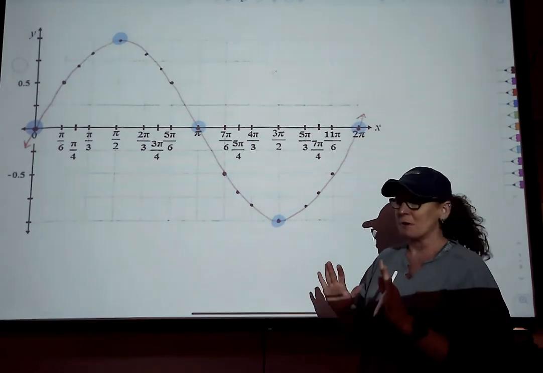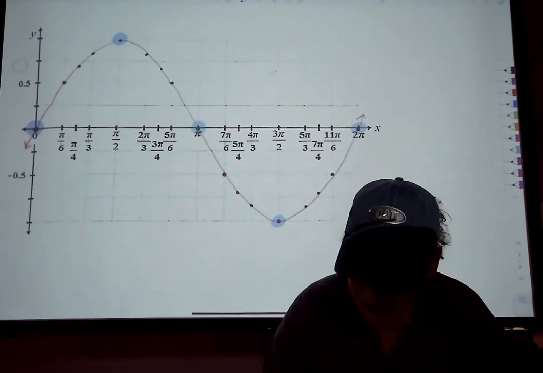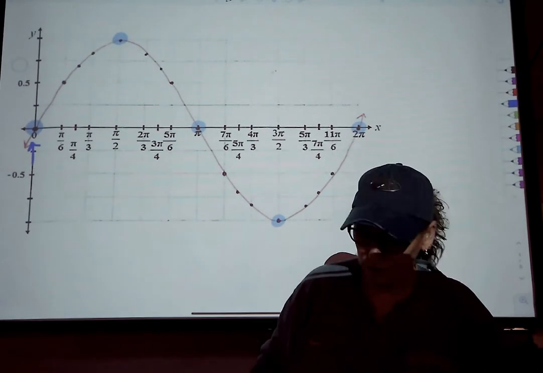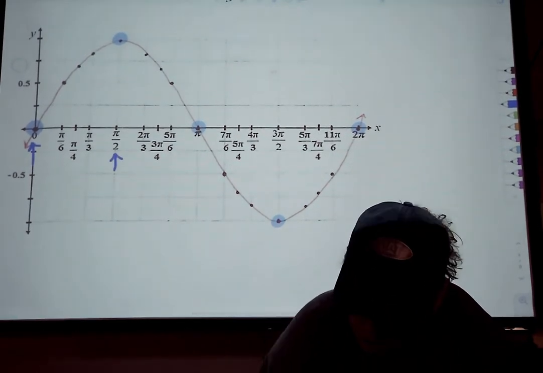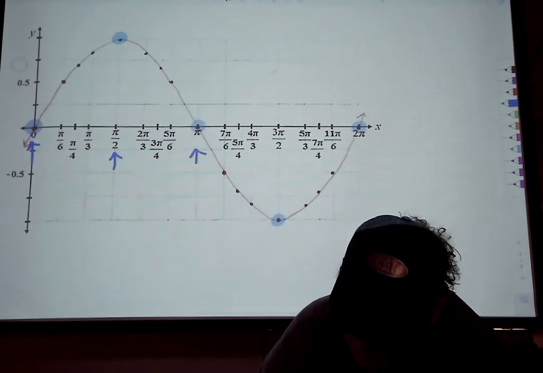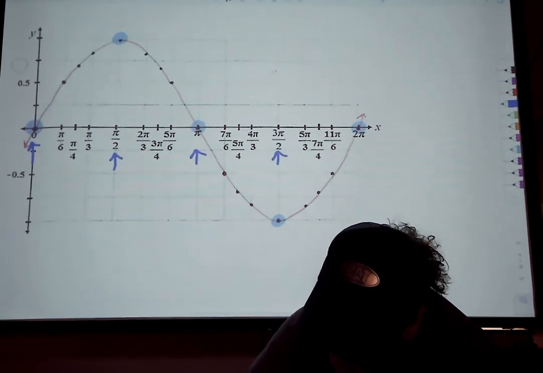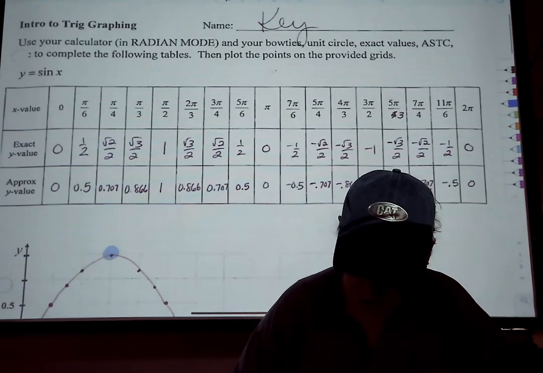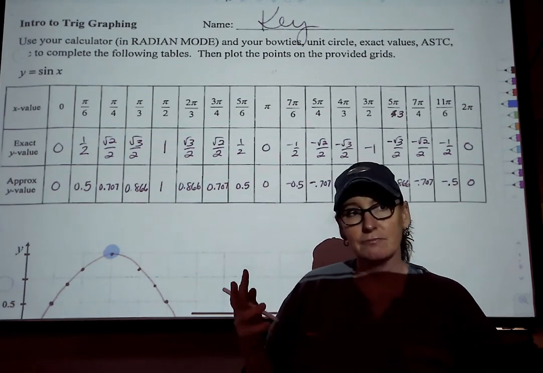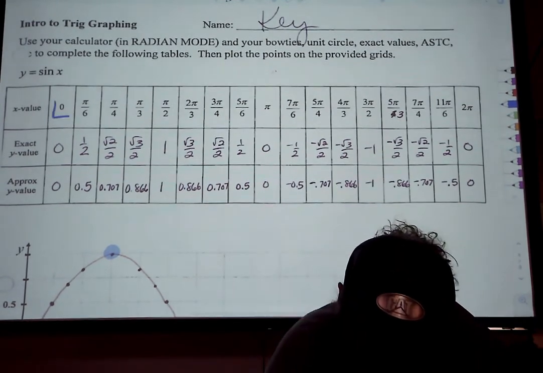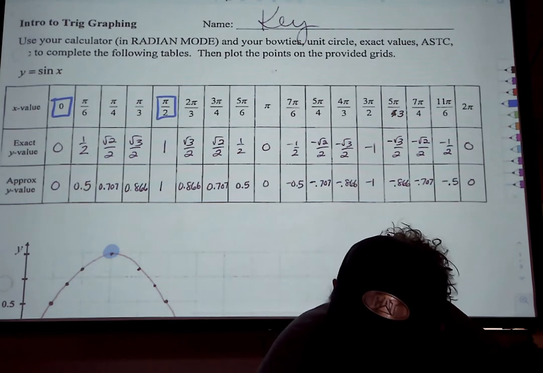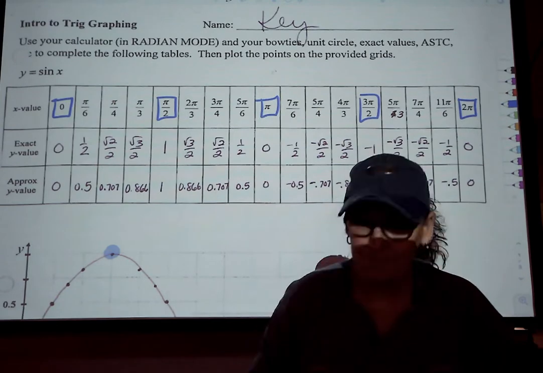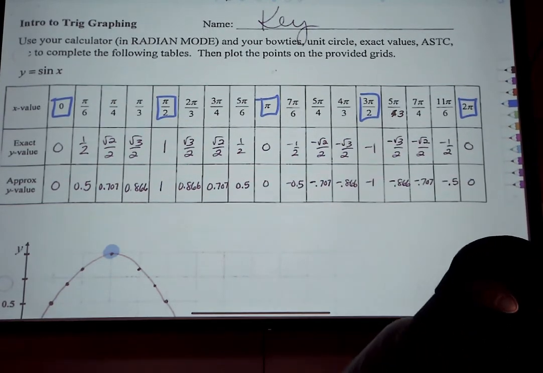So I just need you to memorize those 5 points. I need you to check out the x-coordinates of those 5 points. The x-coordinates are 0, pi over 2, pi, 3 pi over 2, and 2 pi. Those are the x-coordinates that I want you to memorize in order to make your graph. So we got 0, I want you to memorize that one, and that one, and that one, and that one, and that one.